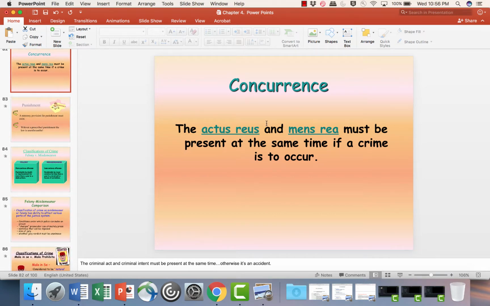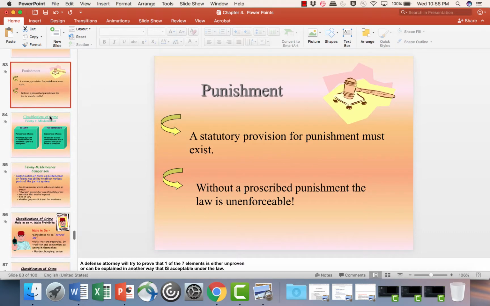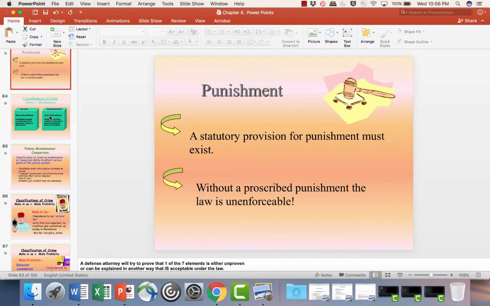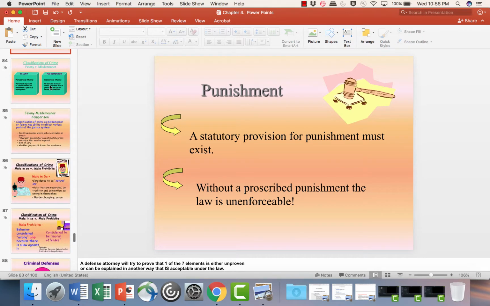Another element of a crime occurring is concurrence. This is important for you: the concurrence means the actus reus as well as the mens rea must be present at the same time if a crime is to occur. So the guilty mind and the guilty act have to be together. Punishment is just, again, that it has to be written down. Without the punishment, it's unenforceable.